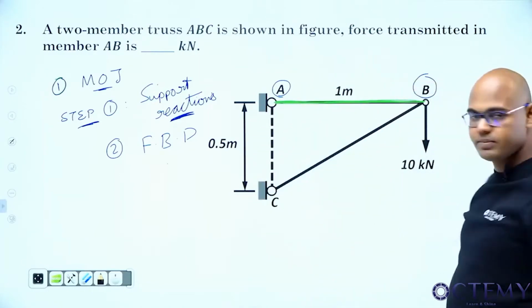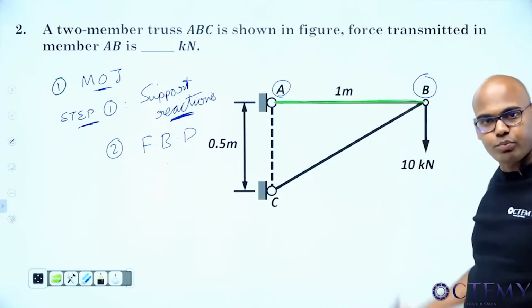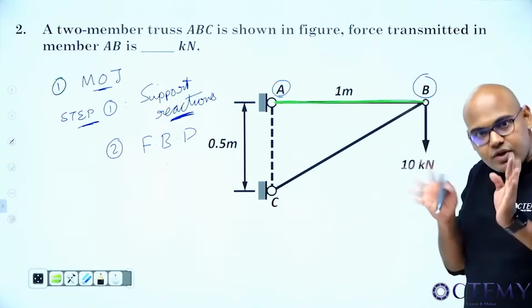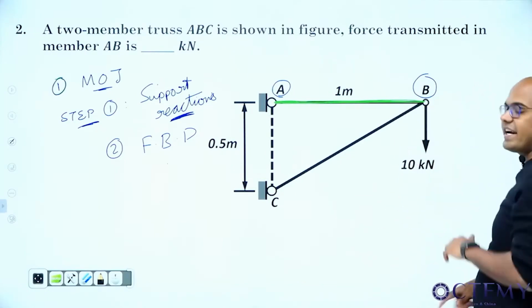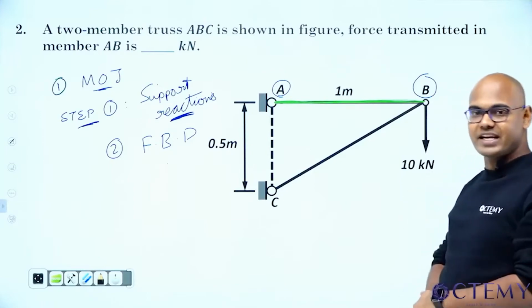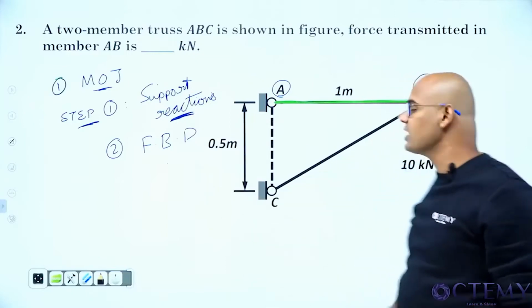If I draw for B, there is no support, so no need of support reactions. Sir, for every problem it won't happen like that. For this problem, if I draw the free body diagram at B, there is no need of support reactions. So I'll skip the step of support reactions and I'll draw it at B.